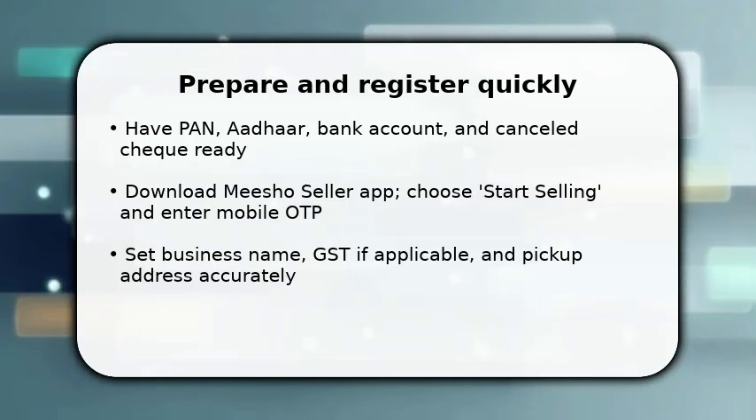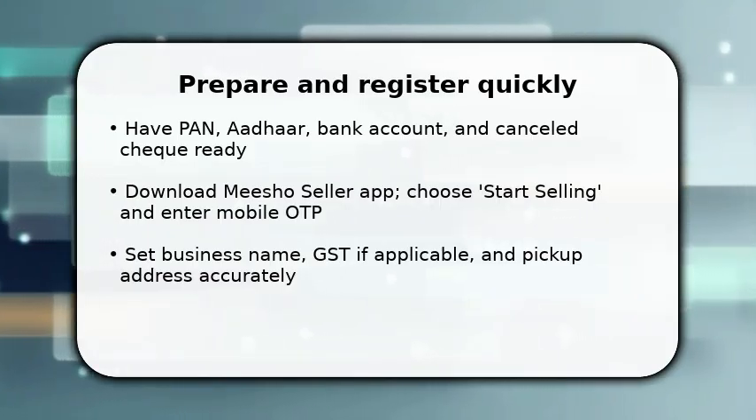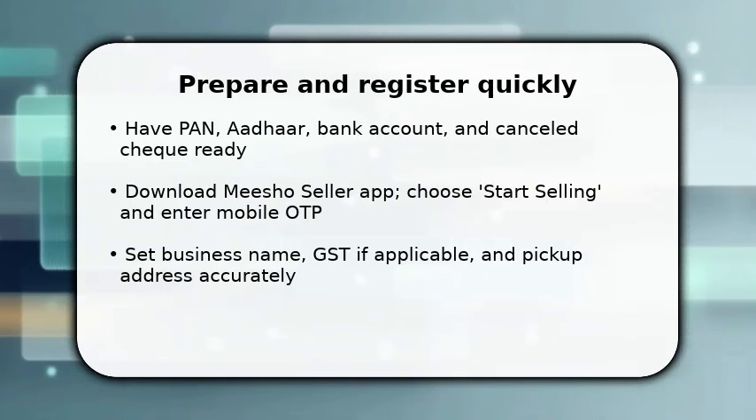You start by gathering documents: PAN, Aadhaar, bank details, and a canceled check. Once ready, download the Meesho seller app and choose Start Selling. Verify your mobile with OTP.